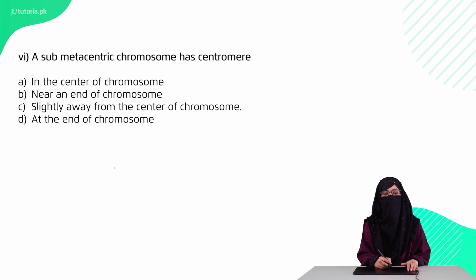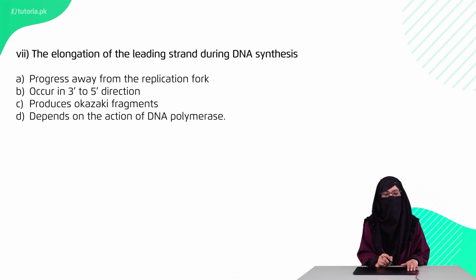Question 6: a submetacentric chromosome has the centromere in the center, near an end of the chromosome, slightly away from the center of the chromosome, or at the end of the chromosome. The right option is option C, slightly away from the center of the chromosome.